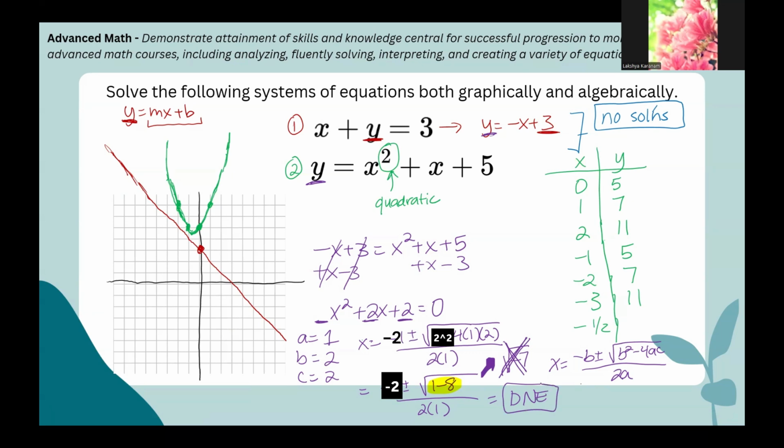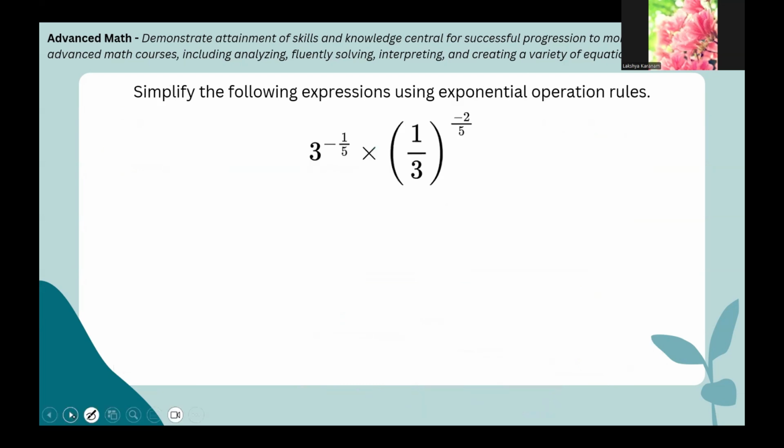We confirmed what we saw graphically by trying to find solutions algebraically. And now that we see that both agree with each other, we can be confident in our answer that there are no solutions to this system of equations. All right. The next problem is to simplify the following expressions using exponential operation rules.